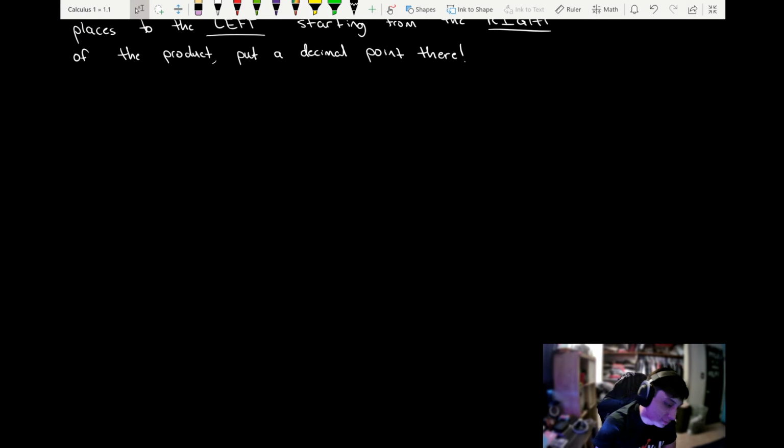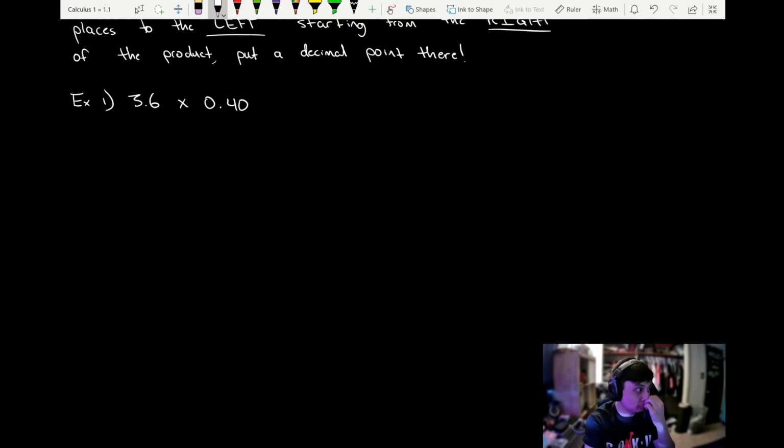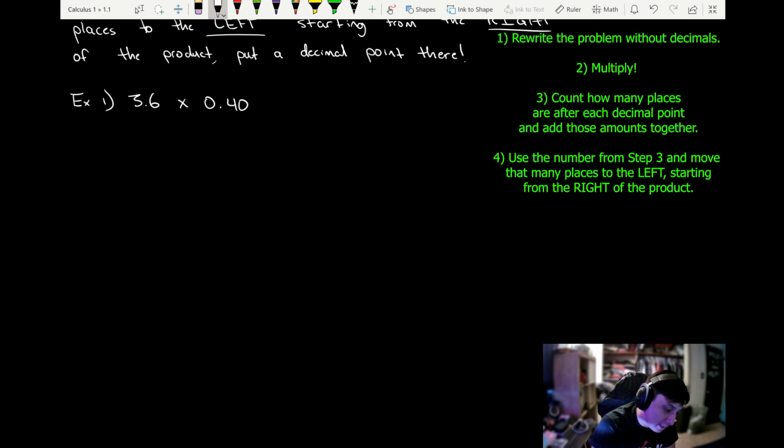So let's do example 1, 3.6 times 0.40. So step 1 is to rewrite the problem without the decimals, right? So 36 times 40. You can include this 0 if you want, right? But I'll show you why we don't actually need to.